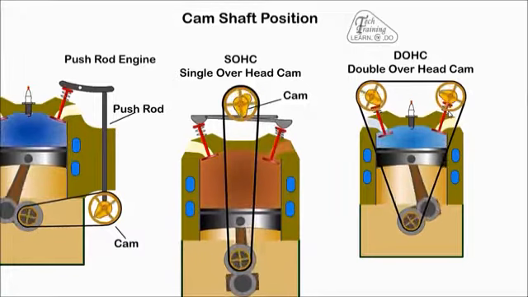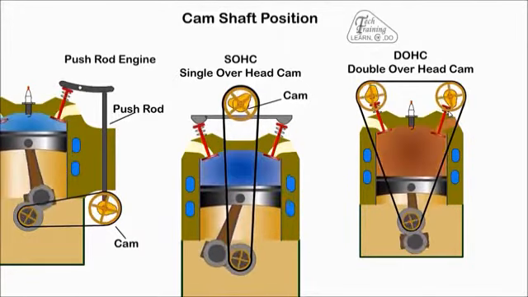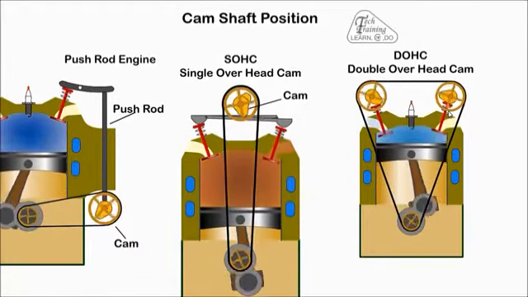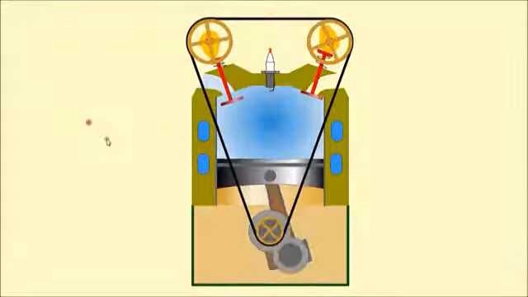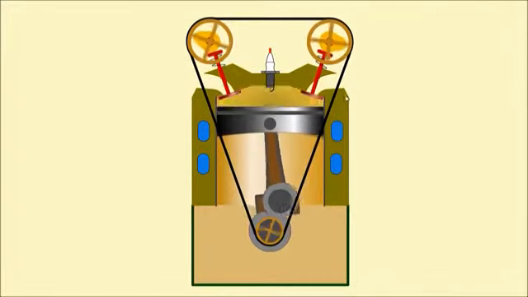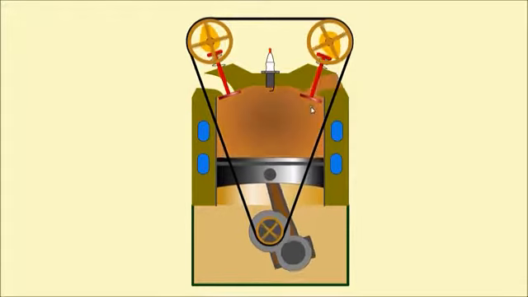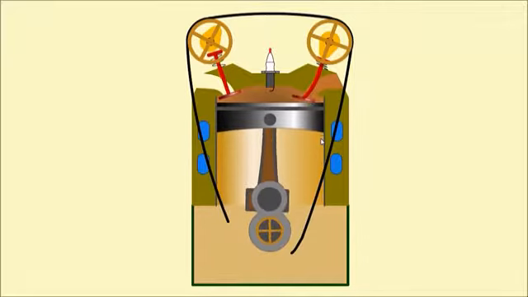With a non-interference engine, the valves do not extend into the path of the piston. If the timing belt breaks, it will not result in damaged valves. With an interference engine, the valves extend into the path of the piston. If the timing belt breaks, it will result in damage to the valves.